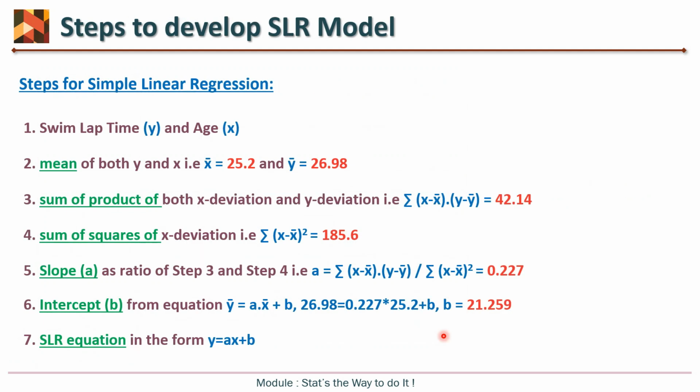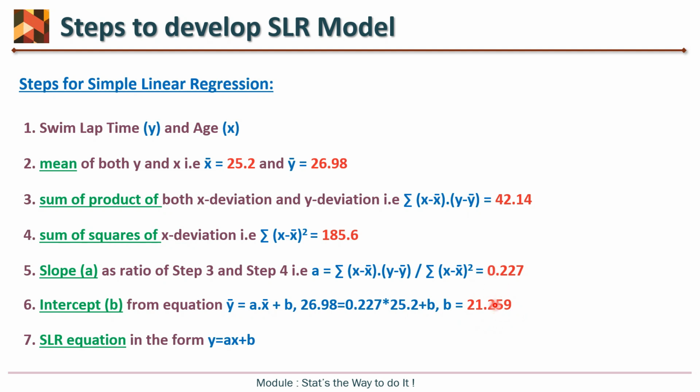So here in the steps, this is the mean of x, y, then this is the sum of product of x deviation and y deviation, 42.14, then the sum of square of x deviation, which is 185.6. Then the slope is the ratio of step 3 and 4, so 42.14 divided by 185.6, and it comes to 0.227. Then intercept b will be calculated by this equation. So putting y bar, a and x bar in the equation, we get b, which comes out to be 21.259.